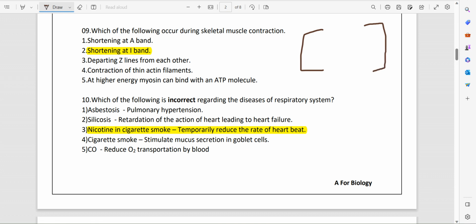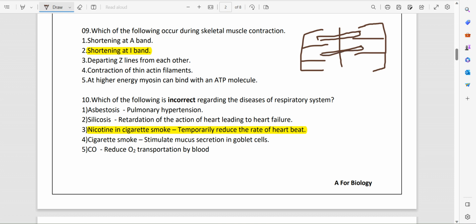Skeletal, and if I draw this, the length between two Z lines is known as the sarcomere, and we have thick filaments and thin filaments.